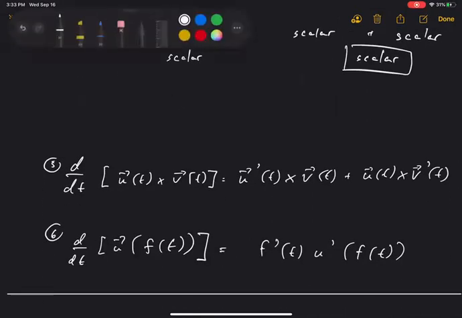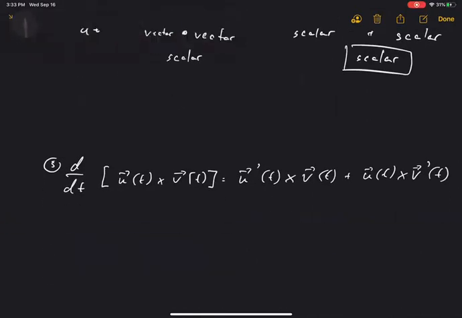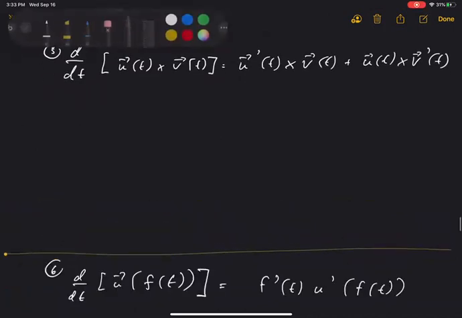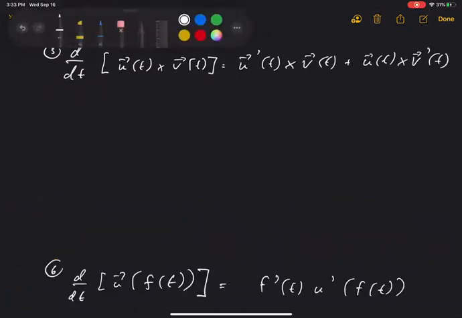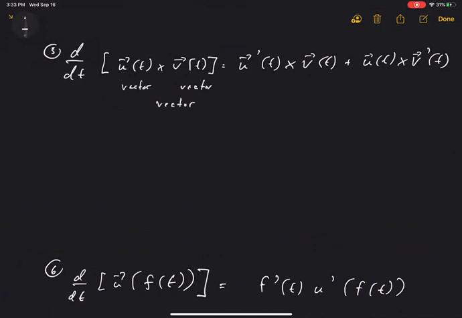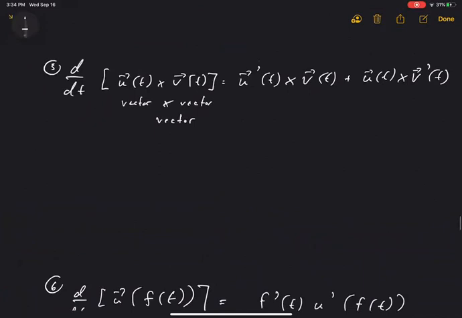And then finally, we have product rule for cross product. So what do I have in here? I have a vector cross a vector. That gives me a vector. When I take that derivative of u cross v, it's u prime cross v plus u cross v prime. So three versions of the product rule.